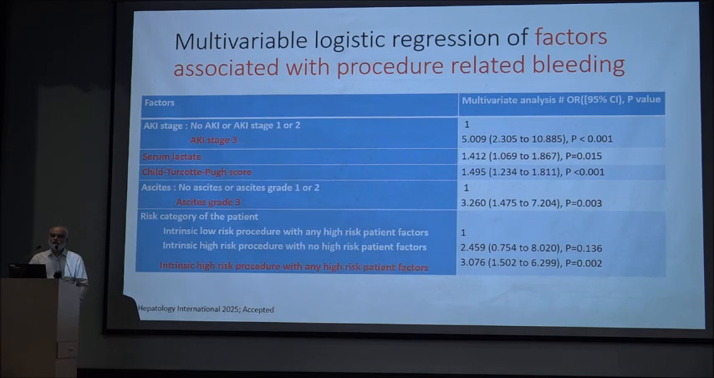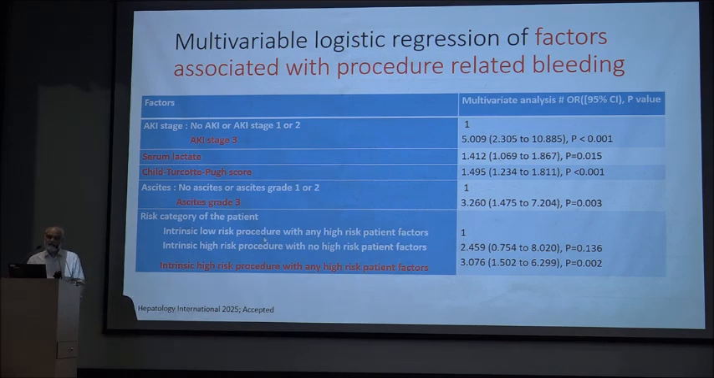On multivariate logistic regression, what were the factors associated with procedure-related bleeding? So AKI stage 3 was one of the factors. This was also expected. Serum lactate, an indicator of the severity of the liver failure. This was also expected. CTP score again came out as a significant factor. Ascites grade 3, again reflective of the severity of the liver disease.